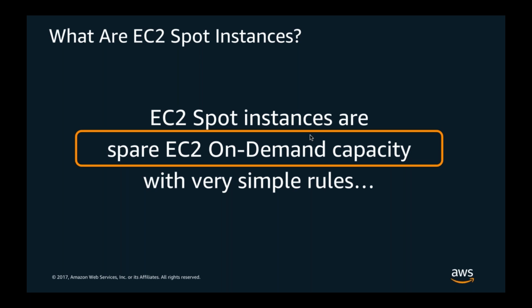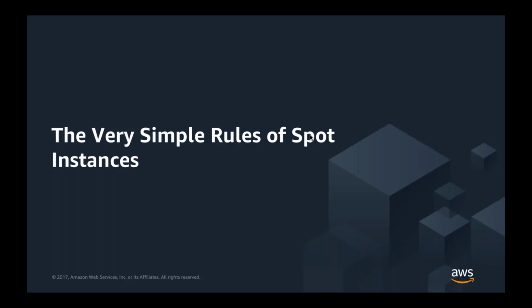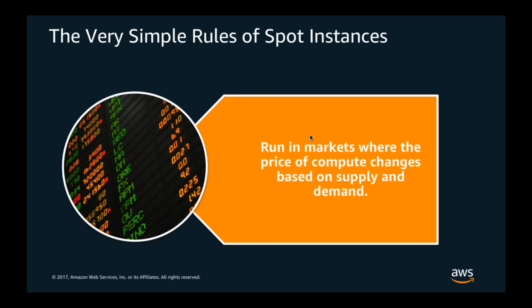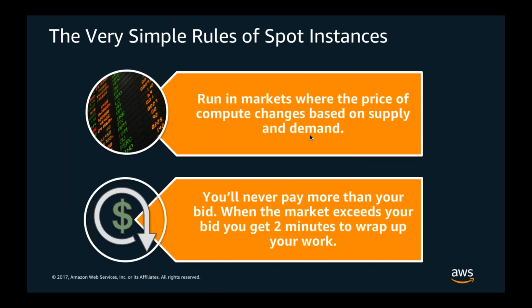So if you only come away with 2 things today from this webinar, I hope that it's a good understanding of what these very simple rules of Spot are. Right? So the first rule is that Spot instances run in a market where the price of the compute changes based on real-time supply and demand. So as instances are spun up on demand and the spot market, and as they're terminated, that has an impact on the real-time supply and demand, and therefore the market price of these spot instances.